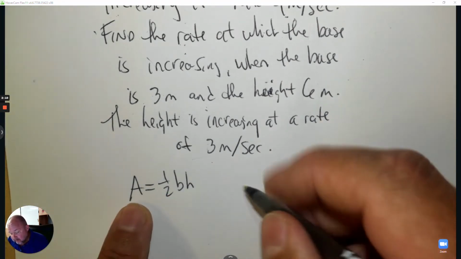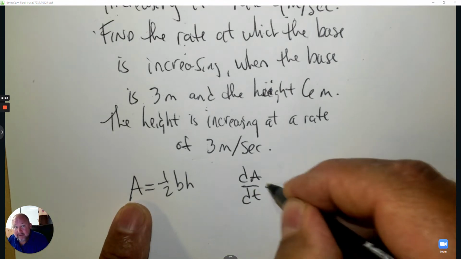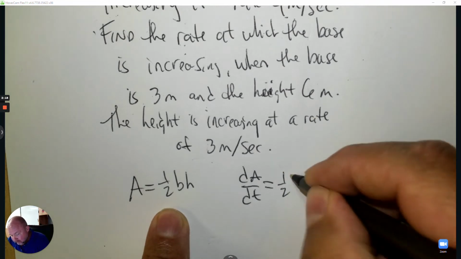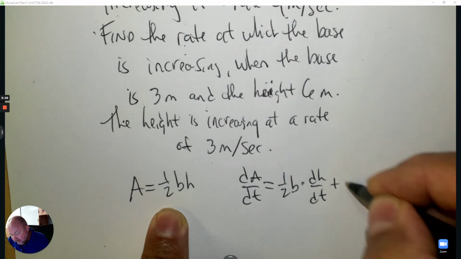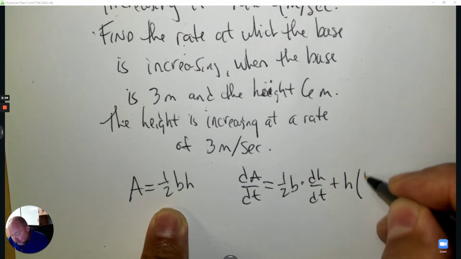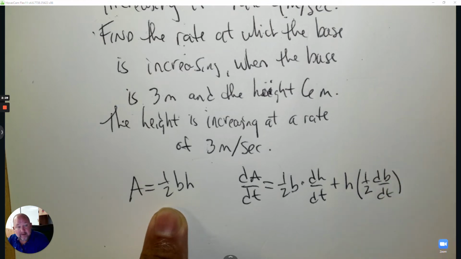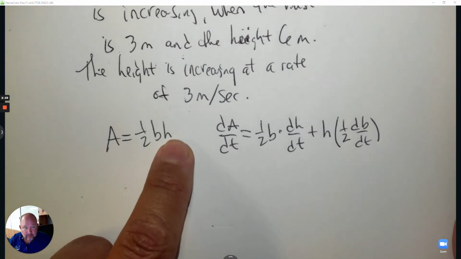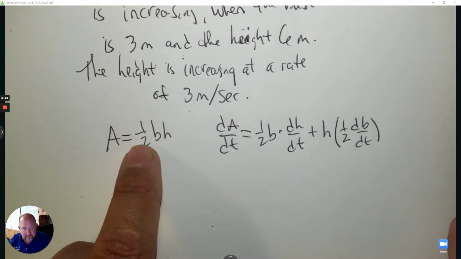Next, we're going to take the derivative. So the derivative of A is 1, but it needs a hook, dA by dt. Here, we need to do the product rule. So that's the first times the derivative of the second, plus the second times the derivative of the first. And again, we need to remember our hooks as we do that.